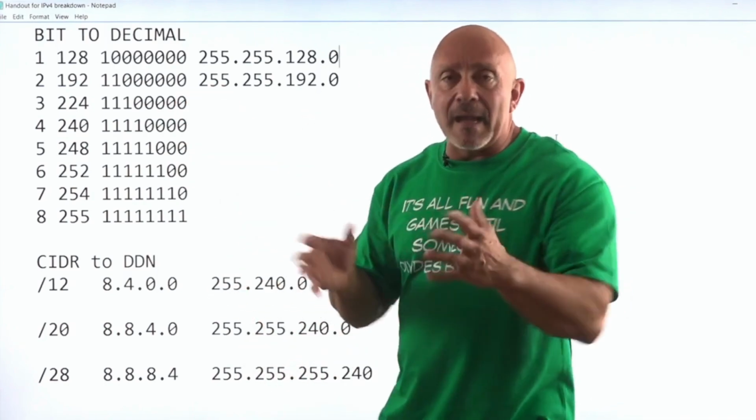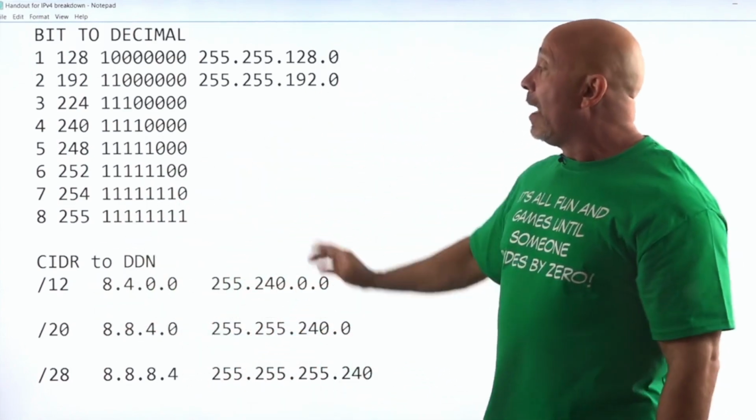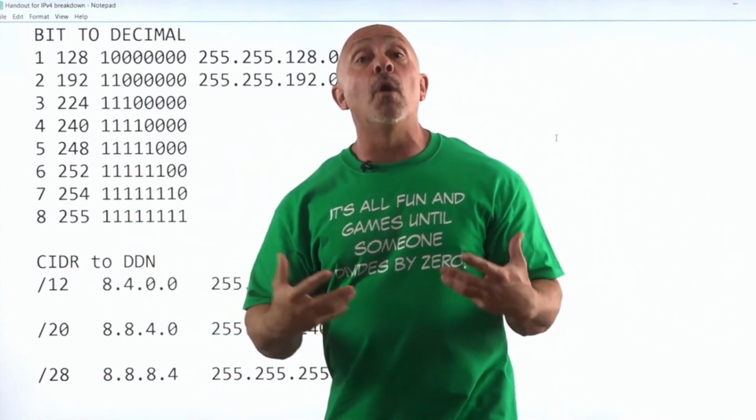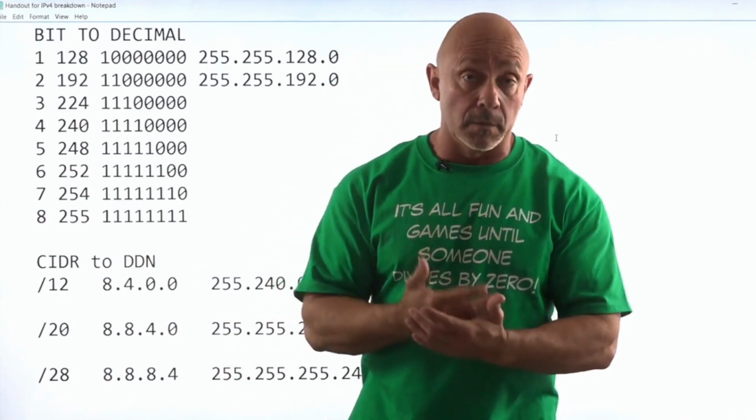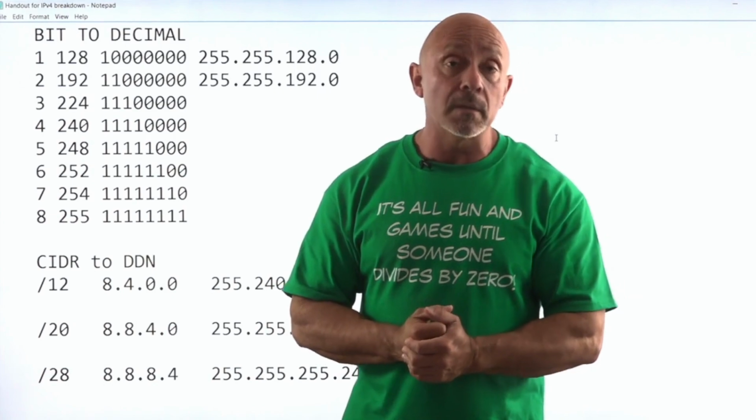This is the breakdown of what an IP address looks like, or what a subnet mask may look like. And you need to know this because you need to know which network you're in. And the subnet mask is going to tell you what network you're in.